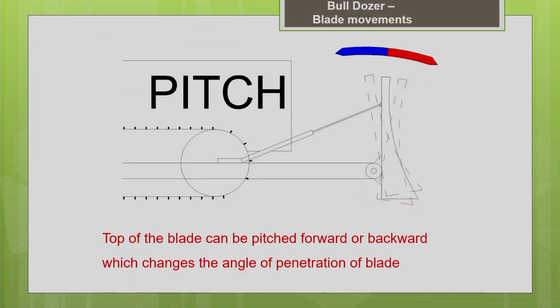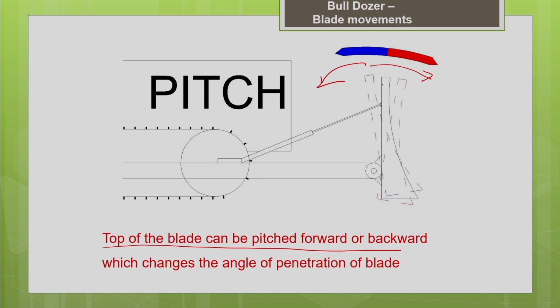So what is this pitching? Pitching means the top of the blade is pitched forward or backward. That means you are moving the top end of the blade either forward or backward. So why should we move it forward or backward? Accordingly you can change your angle of cutting, and accordingly you can change the depth of penetration of your blade.